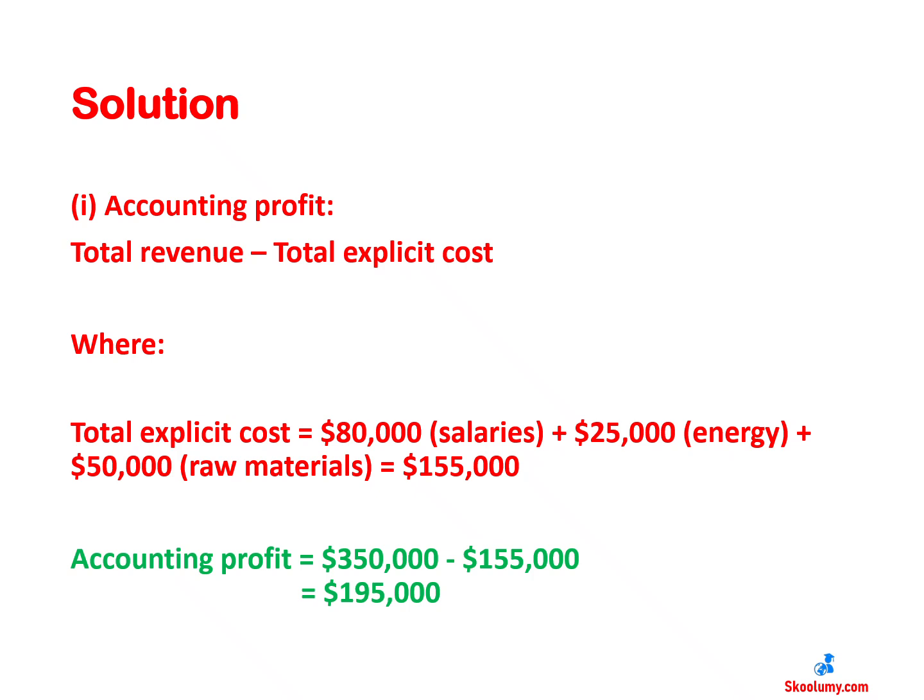Solution. Accounting profit is total revenue minus total explicit cost. Total explicit cost is the sum of salaries, energy, and raw materials. It is $155,000. Accounting profit is $350,000 minus $155,000. It is $195,000.